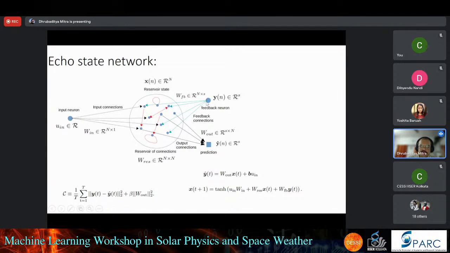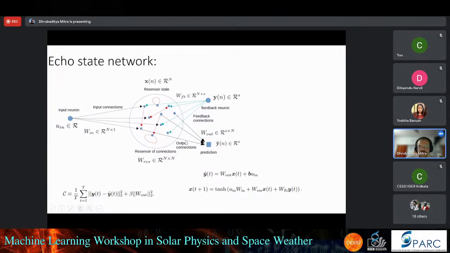The feedback neuron is actually where the number of sunspots as a function of time, for example, is going to be fed. The idea is that in the feedback neuron, you feed a time series. And as you feed it the time series, the reservoir computes and you start getting an output.